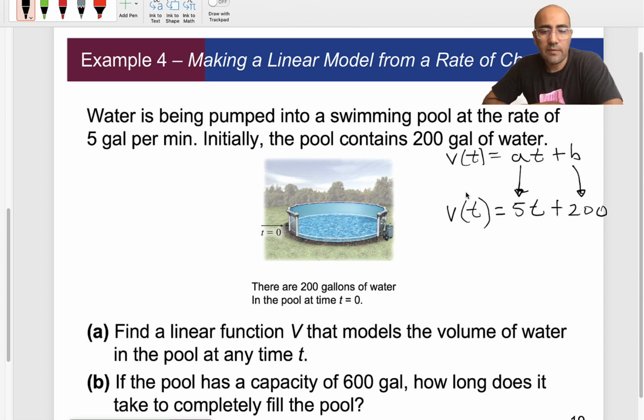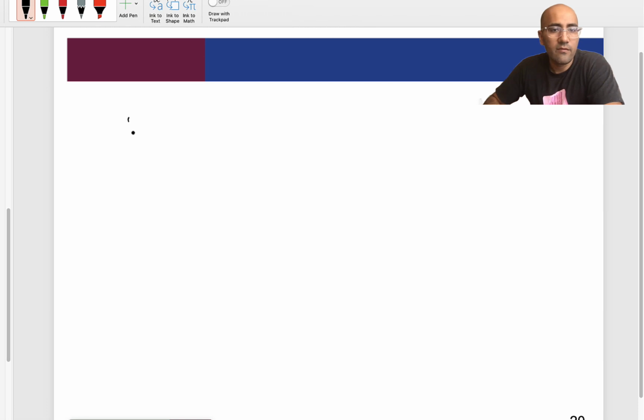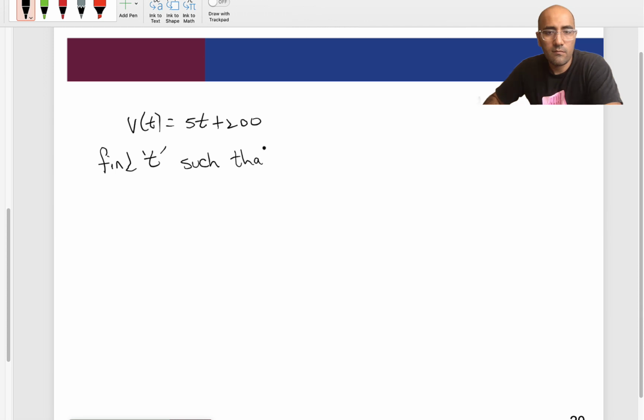So if the pool has a capacity of 600 gallons, how long will it take to completely fill the pool? So for part B, we need to figure out when this equation equals 600. Okay, so we have v of t equals 5t plus 200. And so we want to find t such that 600 equals 5t plus 200.